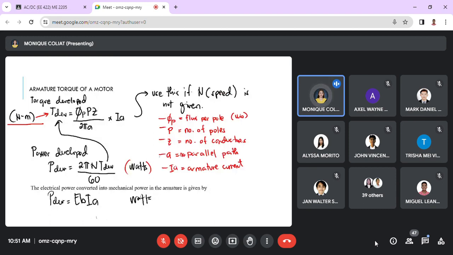Then we have here the power developed or Pdev, which is 2 pi N Tdev divided by 60. So yung Tdev natin ay dito galing. Then we have the electrical power converted into mechanical power in the armature, which is given by Pdev is equal to EB IA. Okay, so EB IA. Okay, so bago tayo mag-solve, may papapanood ako sa inyo na video.